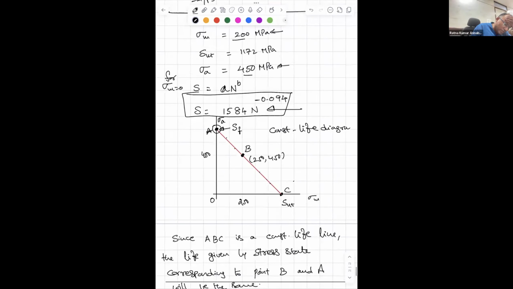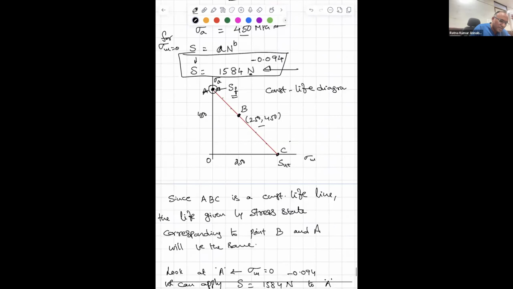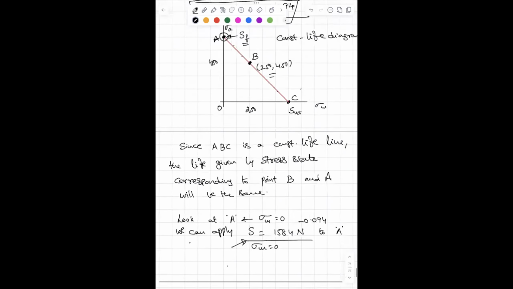I need to know, in order to find the life, what SF is, isn't it? Because then I can plug in SF and then get M. But what is SF? We can use the equation of the line to get the intercept SF. Can I get the equation of this line or not? Yes, sir. What is the equation of this line?